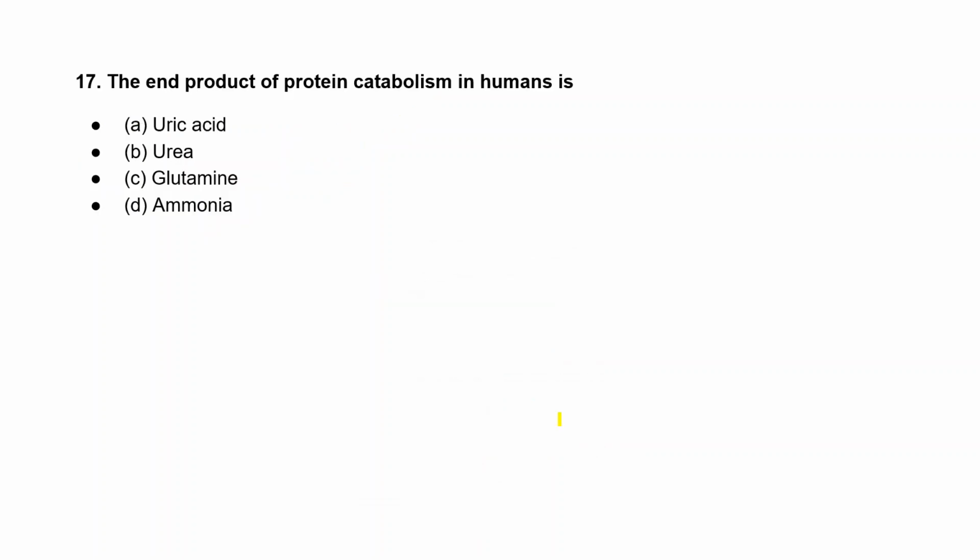The next question is: the end product of protein catabolism in humans is? Protein catabolism end product. Option A is uric acid, option B is urea, option C is glutamine, and option D is ammonia.